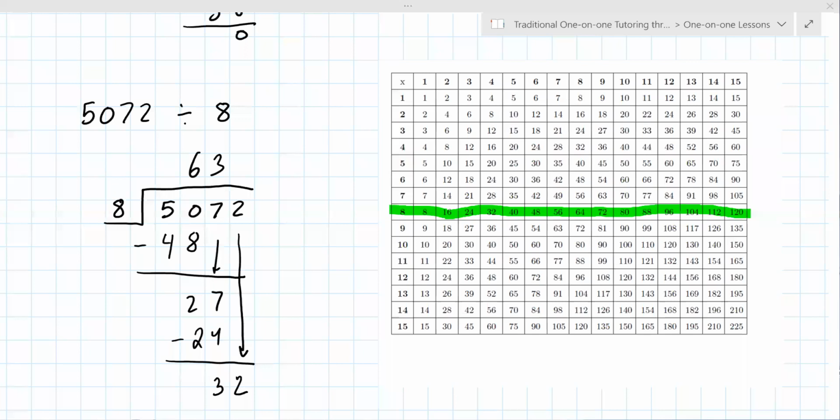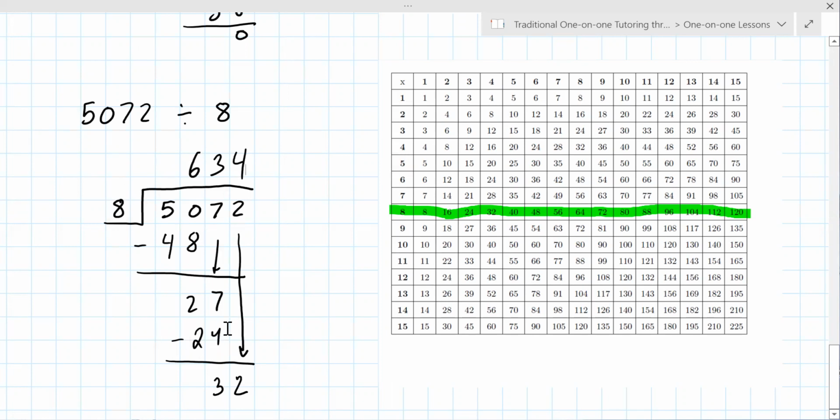Do you have an answer for me? No, I just missed. How many times does 8 go into 32? 4 times. Yeah, so the 4 goes up there. And after I got lost at this point. Okay, so how did we get 48? What did we multiply to get 48? We multiplied 8 times 6.